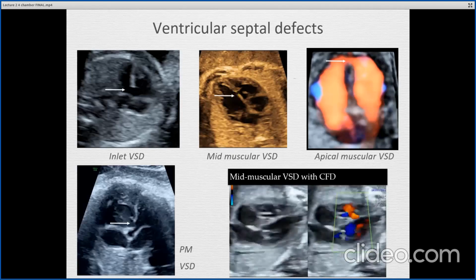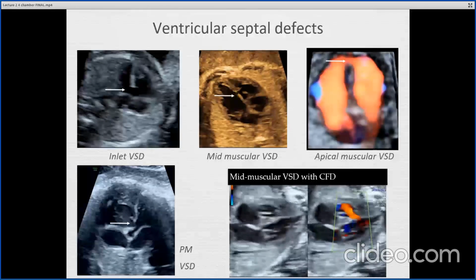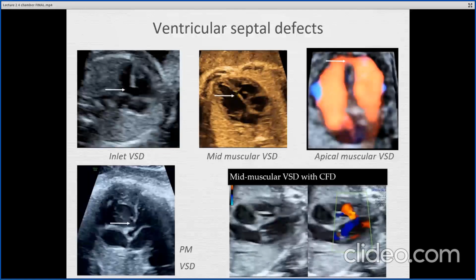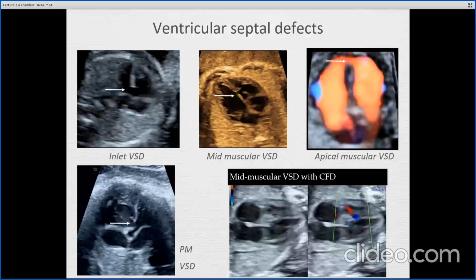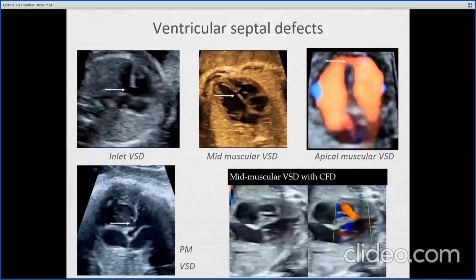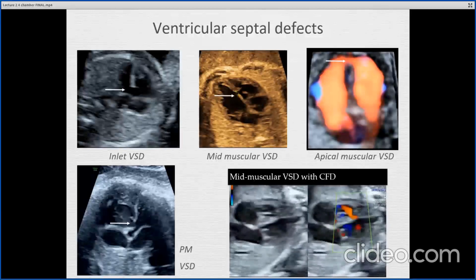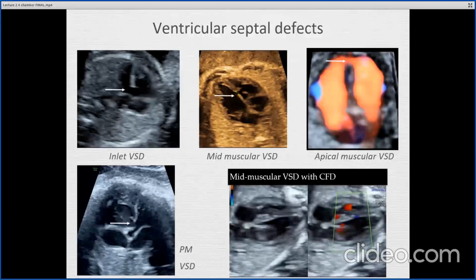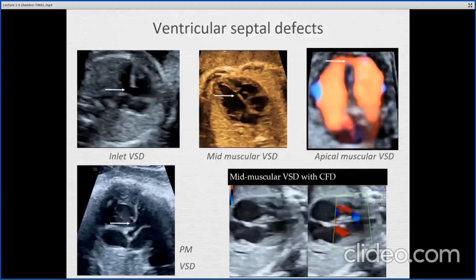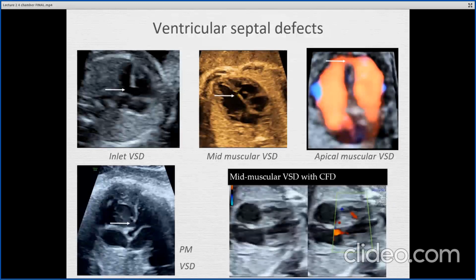In this movie, I am showing a mid-muscular VSD with color flow, and we will notice that there is color flow in both directions. It's called a bidirectional shunt, which is very typical in the fetus. Now, most of these muscular VSDs are very benign conditions, and most of them have a very favorable prognosis. Most of them close by themselves. Other forms of VSDs like large perimembranous VSDs, inlet VSDs will require surgery, but generally the prognosis is excellent with VSD.